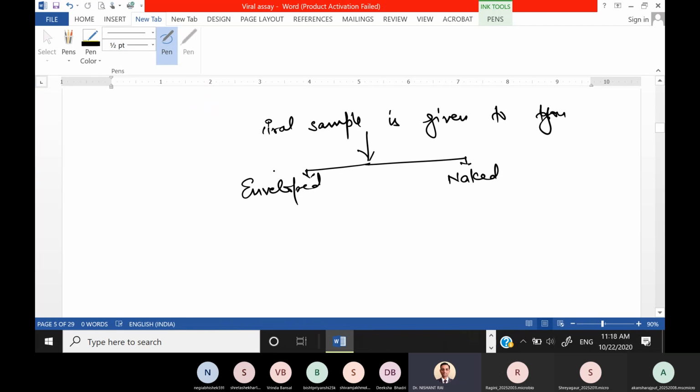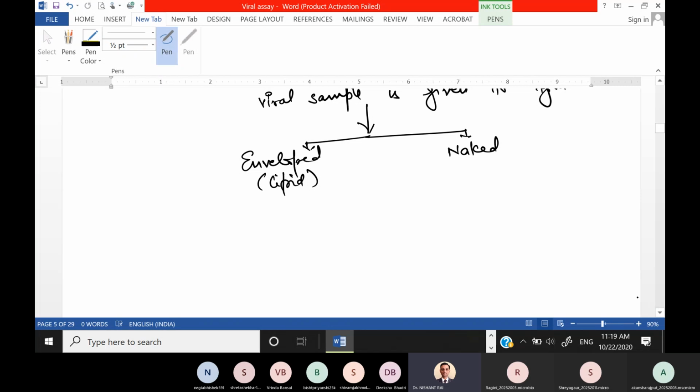Okay, I am taking the example of an enveloped virus, that is, one with a lipid envelope. Simple question: a viral sample is provided to you, and you are asked to assay it to confirm whether it is an enveloped virus or a naked virus. Can you guess how you can identify this? What property is responsible for this assay?